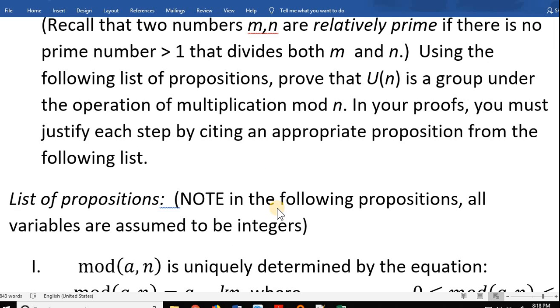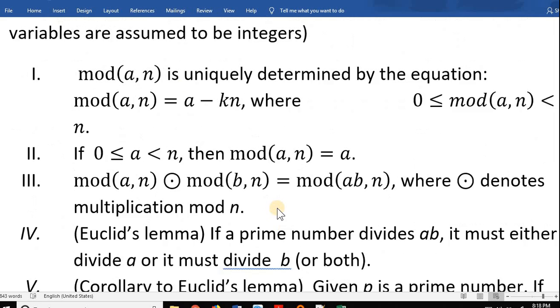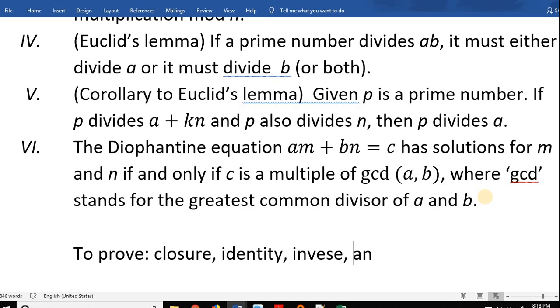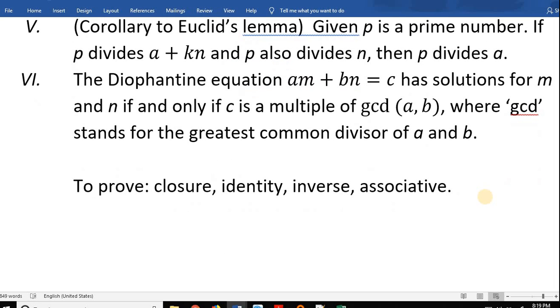Now, I found that people got confused with what needs to be proved. Maybe it's a good idea to start by stating what you actually need to prove before you prove it. So let's go ahead and do that. The properties that you want to prove are: you have to prove closure, identity, inverse, and associative. Okay. So first we do closure.